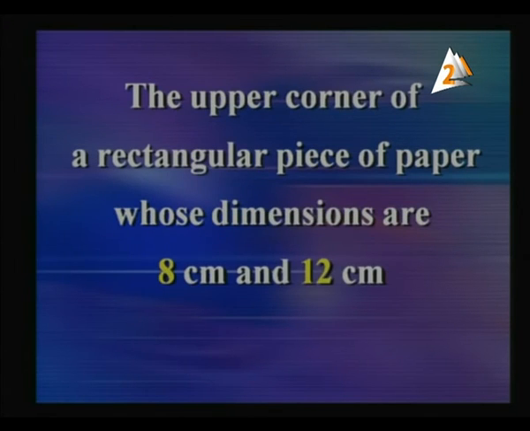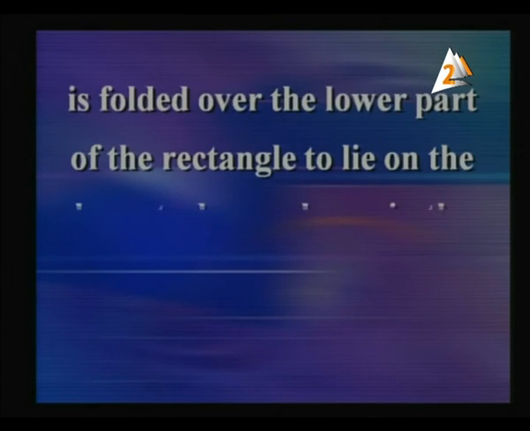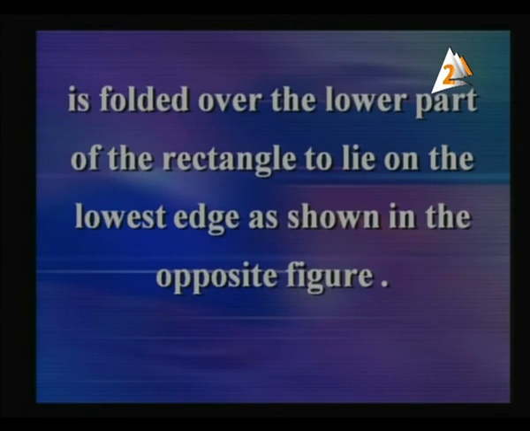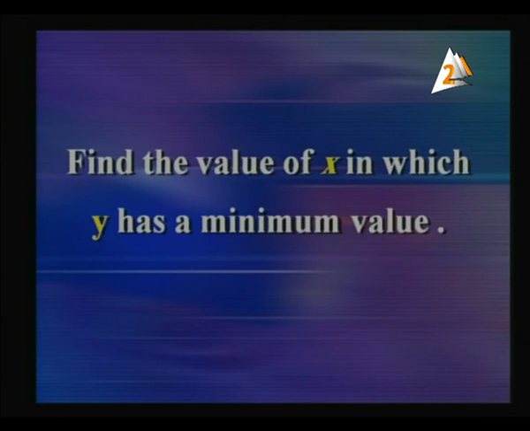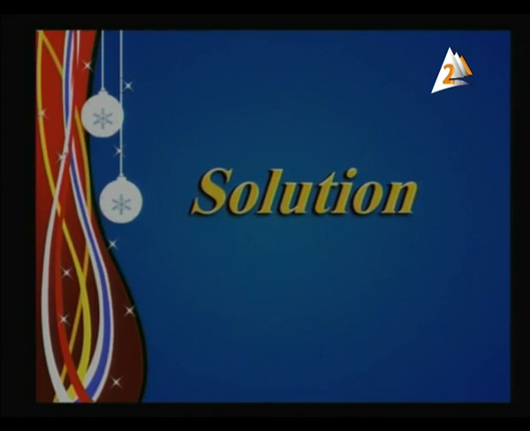Look at another example. The upper corner of a rectangular piece of paper whose dimensions are 8 cm and 12 cm is folded over the lower part of the rectangle to lie on the lowest edge, as shown in the opposite figure. Find the value of x for which y has its minimum value. Look at the solution.